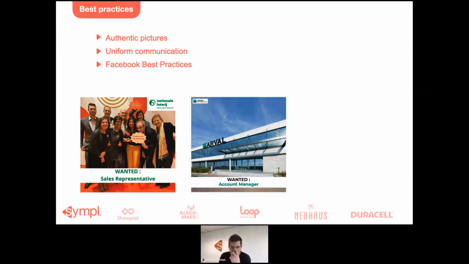Also check out the Facebook best practices. Google that. There's also some new stuff coming up. One of them, for instance, being that it's always better not to have more than 20% of your visual taken up by text, right? You can see here, this is about 15%, where we have the banner with wanted sales representative. I wouldn't go much higher than that because the algorithm doesn't like that. So you want to keep your text on your visual as low as possible.